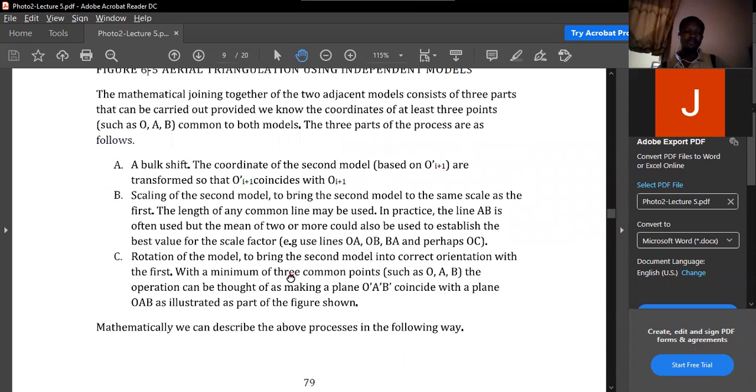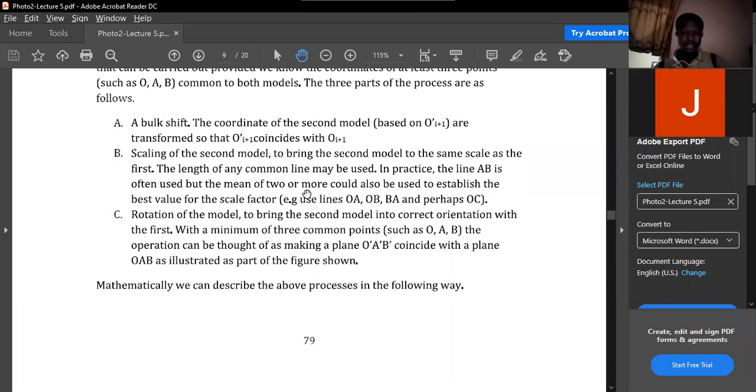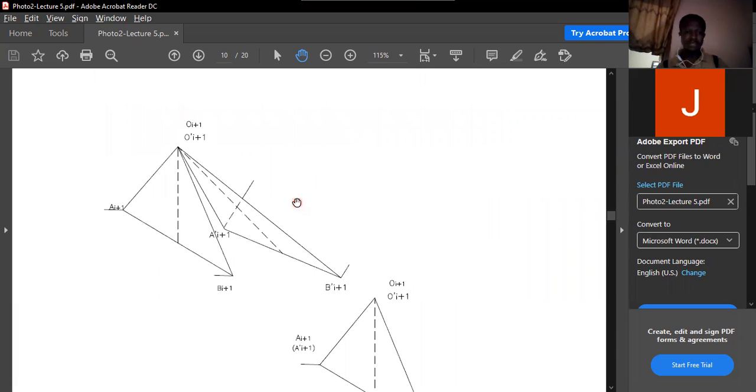A few things are happening here. An equation is applied which makes use of a bulk shift. Remember, we talked about transformation. It is assumed we are moving from one coordinate system to the other as we transition from the first model to the second model. So there's a bulk shift, there's a scaling, and there's a rotation, as we've talked about already. So a rotation matrix is applied.